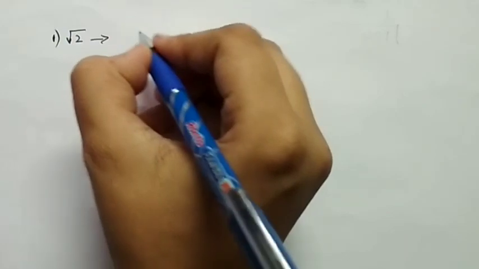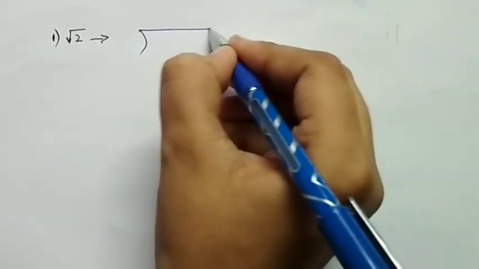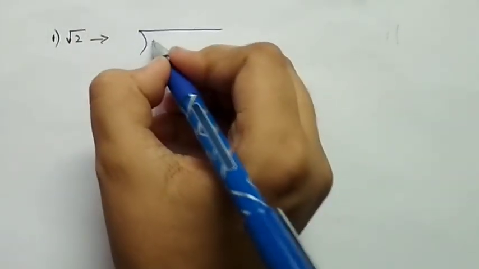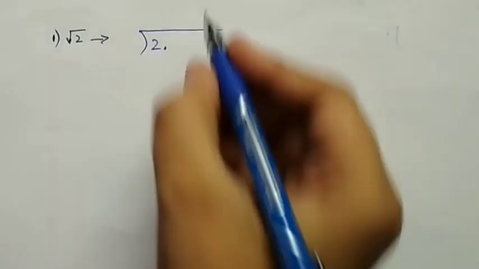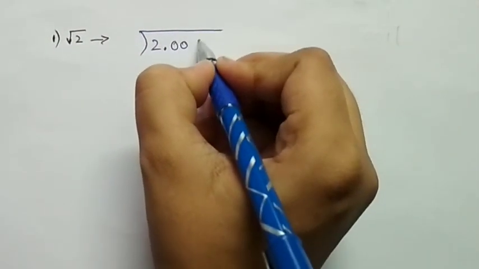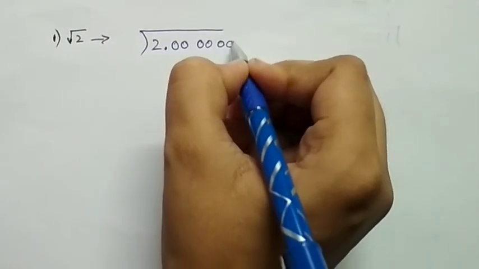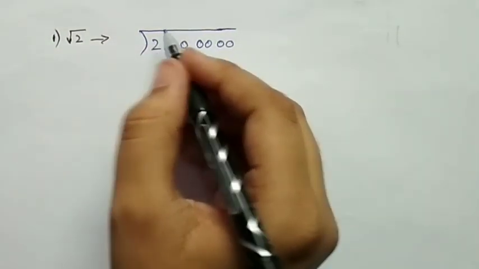Now, in this division process, there are some rules we need to remember. First, if you want 3 numbers after the decimal, we need to take 3 sets of zeros after the point. The first point we need to remember is that the divisor and the quotient should be the same in the first step.